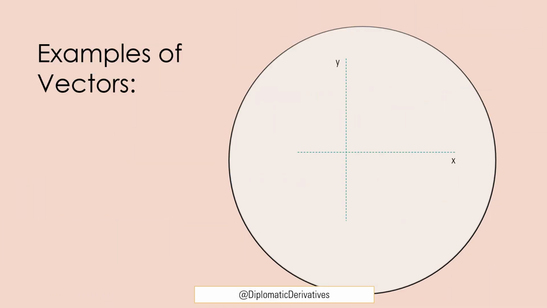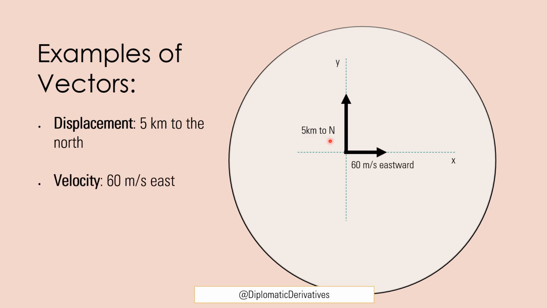Next, we're going to see some examples of vectors. The first one is displacement. Displacement, let's suppose 5 kilometers to the north. Displacement is a movement towards a direction, right? So we see on the Cartesian plane, we have north and 5 kilometers. It has a magnitude, which is 5, and direction is north. Then we have velocity, 60 meters per second east. It has a magnitude 60 and direction is towards the east.